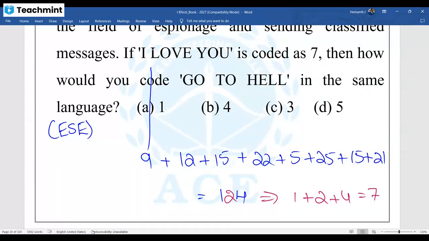Now similarly, go to hell. Now see, think without ink is what is required in exam. In class, we can note down all points, but in exam, two steps in your mind, one step only on paper. Then only you can save the time. Okay, go to hell. G value 7, O value 15, T value 20, O 15, 13... 13 plus 20, 50, 57. 57 plus 8, 65, 70, 70 plus 20, 94 is what go to hell is. If you add all, you will get 94. Answer is 4.